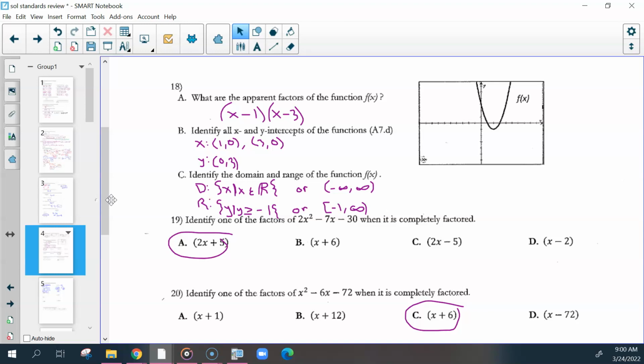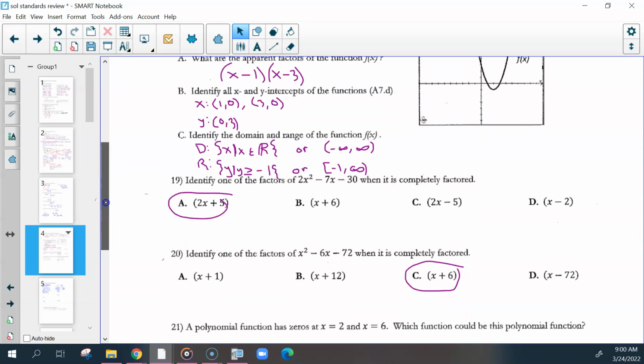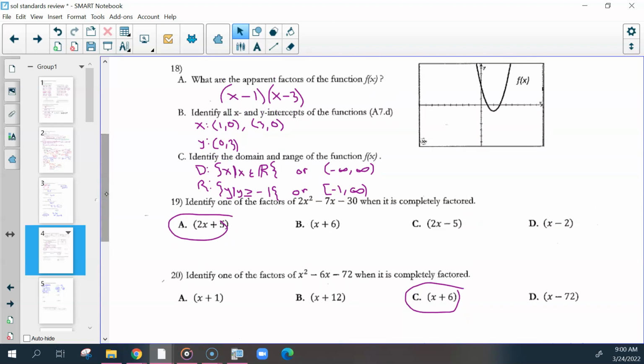B, this one you should be able to do because we talked about x and y intercepts before. So if you put in my order here, this will be (1, 0), (3, 0), and then (0, 3). This one you should also be able to do. We talked about the domain and range. This would keep going up and left, up and right, so all our numbers. Range would start at -1 and keep going up, so from -1 to infinity.